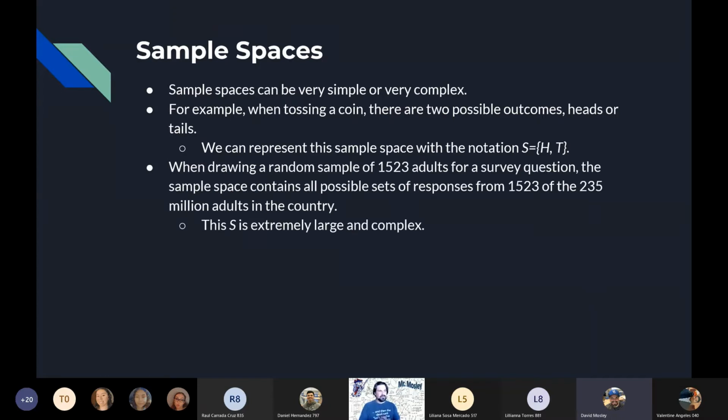I'm drawing a random sample of 1,523 adults for a survey question. The sample space contains all possible sets of responses from those 1,523 of the 235 million adults in the country. This S is extremely large and complex, and we cannot really represent that with a simple picture or a simple list. Okay, so this is just to illustrate that we can go from very simple two options to millions of options, depending on what we're doing.